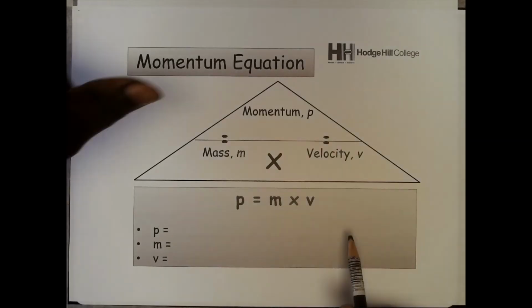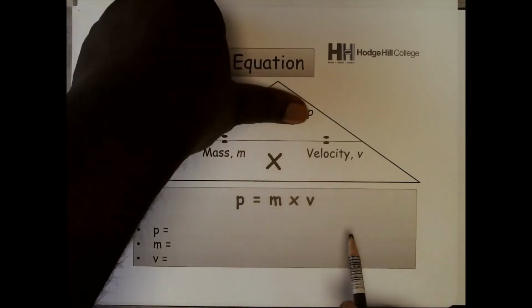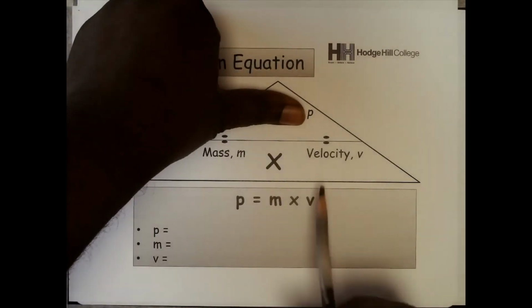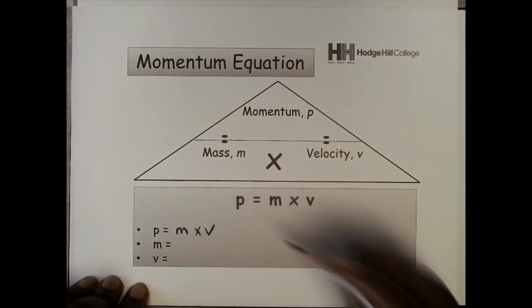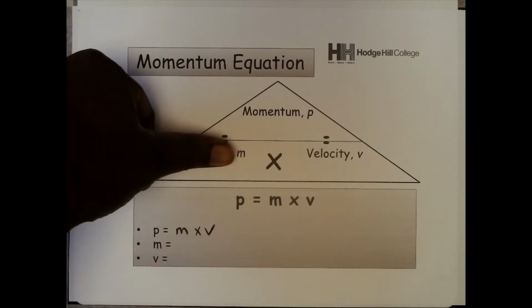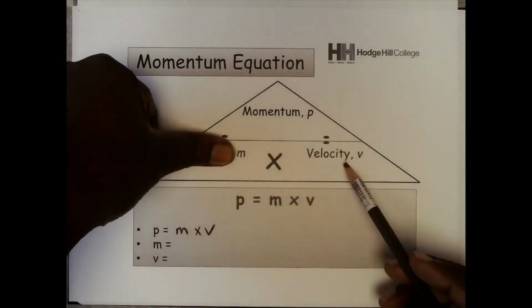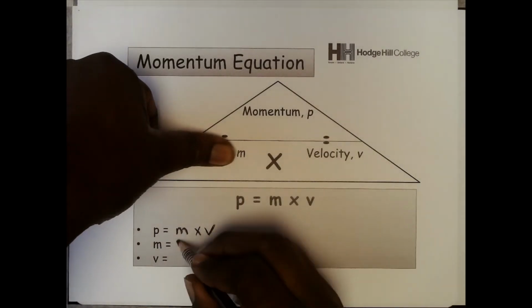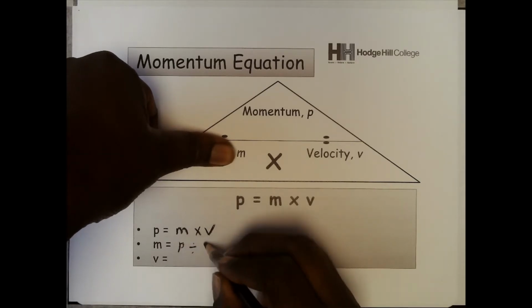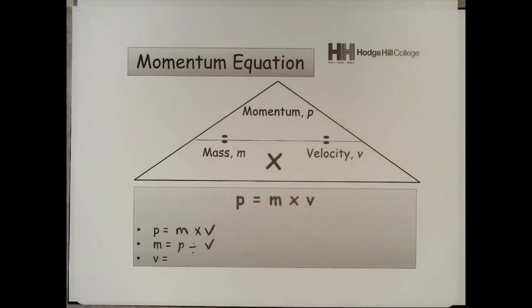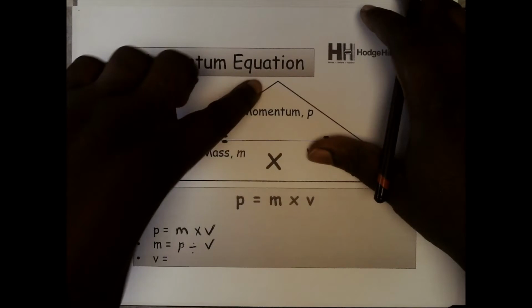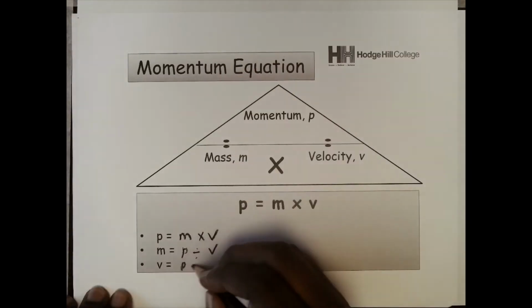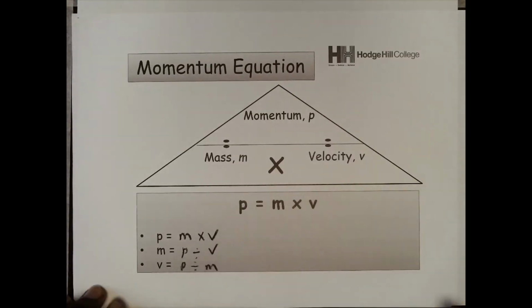So of course, if I want momentum, I will cover momentum and I'm left with mass times velocity. So that's mass times velocity. When I want mass, I cover mass. Here, I have momentum divided by velocity. So that's the momentum divided by velocity. And if I want the velocity, I will then have momentum divided by mass. So that's momentum divided by mass.